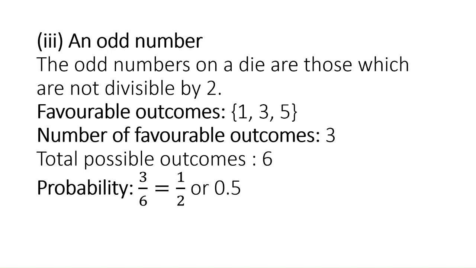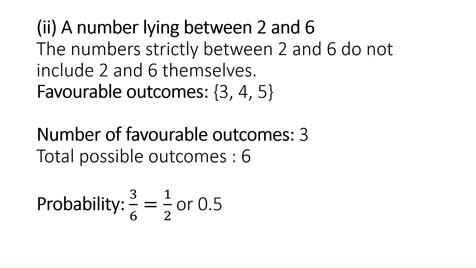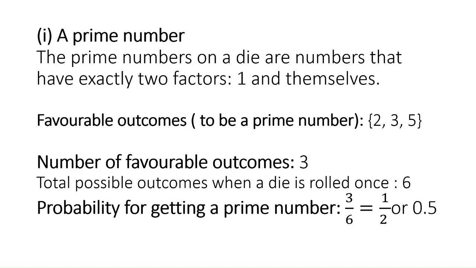Okay, yes or no? So in this way we are able to find out the probabilities of the required events. The probability of getting an odd number is 1 by 2, and the probability of getting a number lying between 2 and 6 is also 1 by 2, and of course the probability of getting a prime number when the die is rolled once is also equal to 1 by 2. Okay, right, very simple.